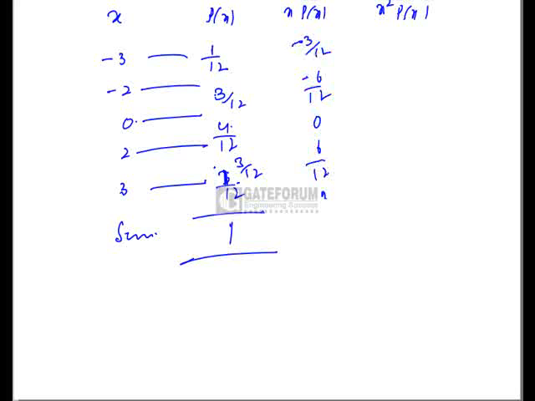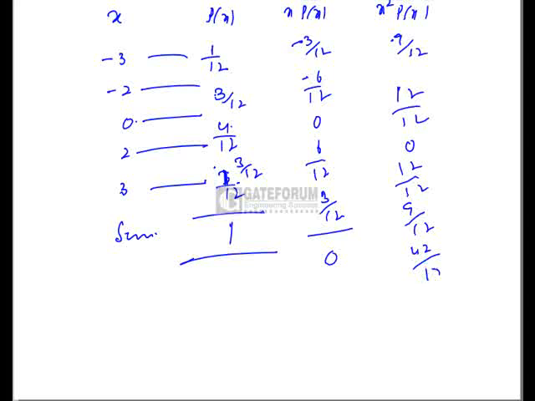6 by 12, 3 by 12. If I add this, the sum is nothing but 0. Similarly, x square into p of x is 9 by 12, 12 by 12, 0, 12 by 12, 9 by 12, and 42 by 12 is their sum. Now, V of x is nothing but 3.5 minus 0, because the mean is 0, which is 3.5. So the option is C.